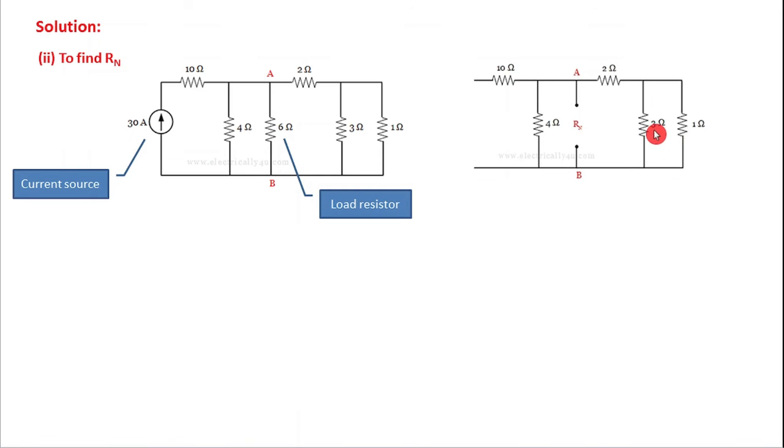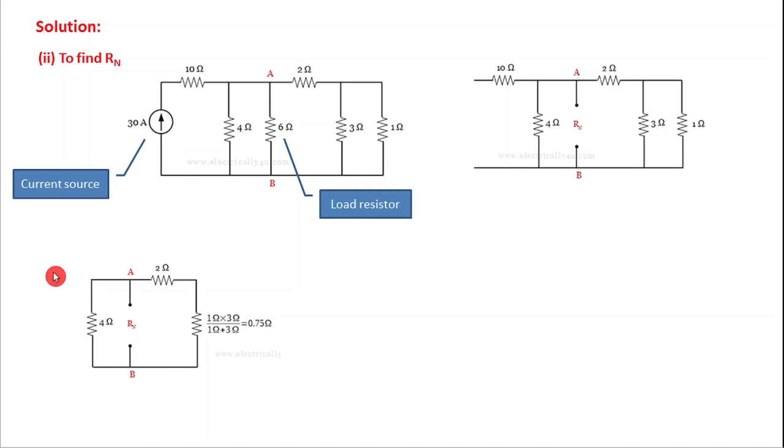Also 3 ohm and 1 ohm are in parallel, right? These two are in parallel. So we can draw the circuit like this. Here it is a 4 ohm and this 10 ohm is removed. There is no use in keeping this 10 ohm resistor, so it is removed. And here the 3 ohm and 1 ohm are in parallel, so it is written like this, right? The equivalent resistance is obtained. Now this and 2 ohm are in series. These two are in series, and this series is in parallel with this 4 ohm resistor.